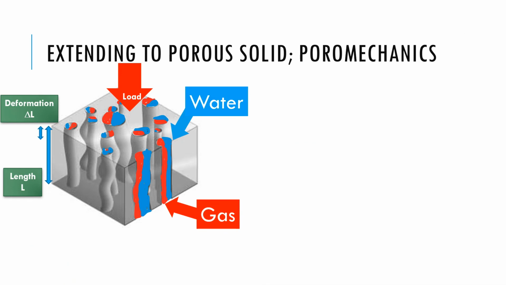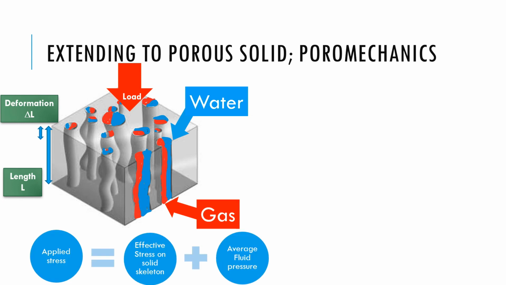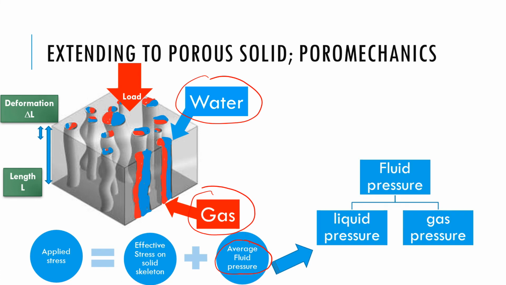Now, the average fluid pressure in the porous media in this equation here is due to the fluid in the pore, the gas and the water. The average fluid pressure is calculated by volume fraction based averages, a weighted average between the different fluid phases. So if there's liquid and gas here, it will be a volume fraction based weighted average that will give the fluid pressure. That's what goes in here.